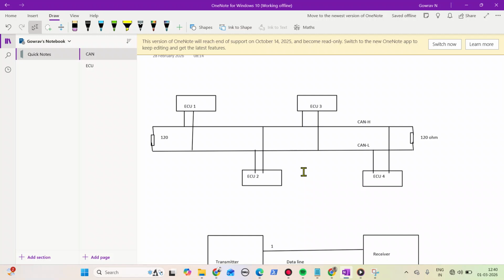We can do filtering so that whatever data you are transmitting on the bus will not be read by ECU2 and will not be read by ECU3. It will only be read by ECU4. This kind of thing we can do in CAN protocol.